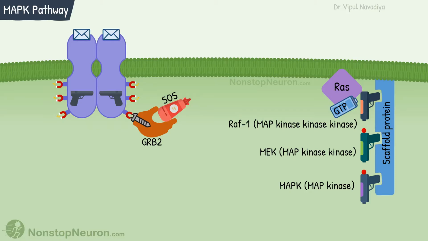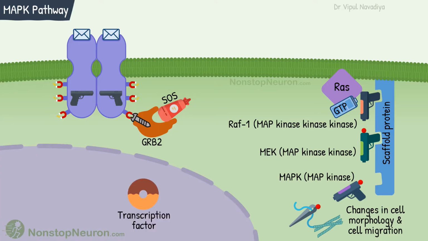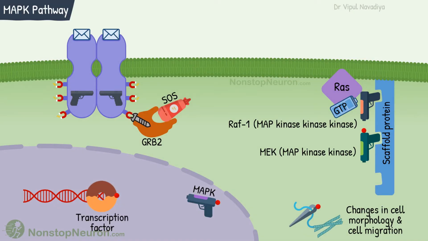These three typically assemble on a scaffold protein. It brings them closer for interaction and thereby speeds up the activation process. Now MAP kinase phosphorylates various proteins involved in cytoskeletal assembly and cell matrix interaction. This leads to changes in cell morphology and cell migration. MAP kinase also goes to the nucleus and phosphorylates various transcription factors. This leads to an increase or decrease in transcription of genes involved in cell survival and proliferation.